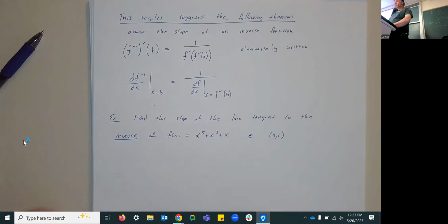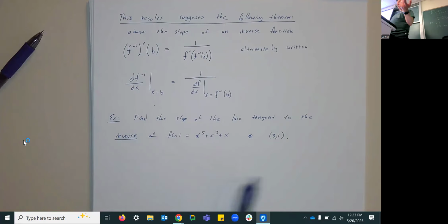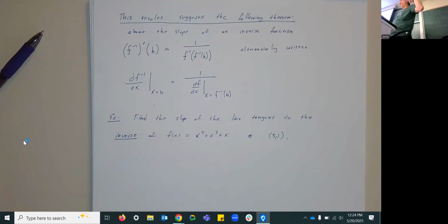Okay, so one reason we might need this theorem is because we can't do this the way we did the other one. We can't actually find the inverse function here, right? If I do y equals x to the 5th plus x cubed plus x, and then switch x and y and try to solve for y, I'm not going to get there. It's probably extremely challenging to solve for y. It might be even impossible, or it might require methods that I've never heard of.